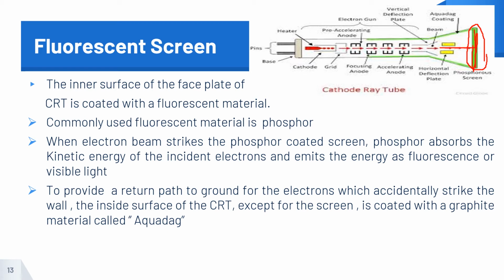Fluorescence means visible light. To provide a return path to ground for the electrons which accidentally strike the wall, the inside surface of the CRT, except for the screen, is coated with a graphite material called aquadag. Except this screen, which is coated with phosphor, the remaining walls of the cylinder are coated with aquadag. It is a graphite material.